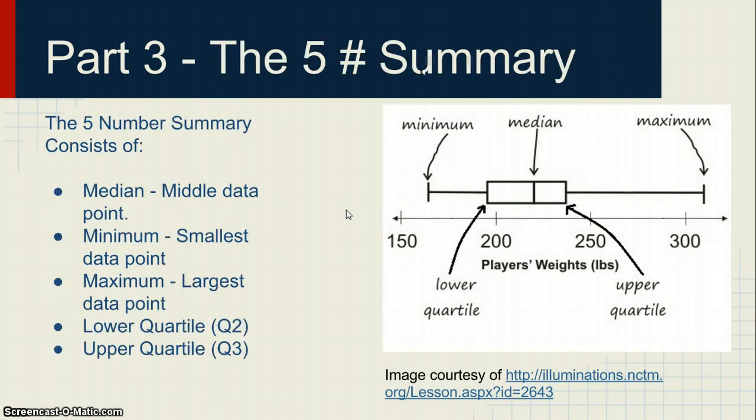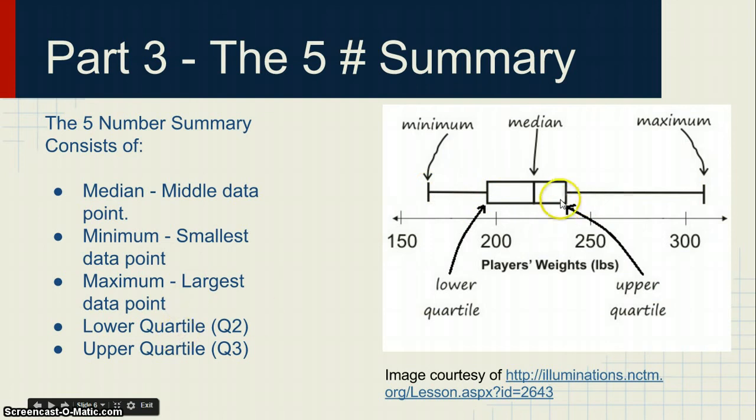Now, I just kind of mentioned this, but where the histogram really serves us well with the mean and the standard deviation, the box and whisker plot deals with what we call the 5-number summary. The 5-number summary consists of the median, that middle data point. Half our data is below it, half our data is above it. The minimum, the smallest data point, so in this case, what's the lightest player on the team. The maximum, the heaviest player on the team. And then that lower quartile called Q2, this is the guy who's got 25% below and 75% above.